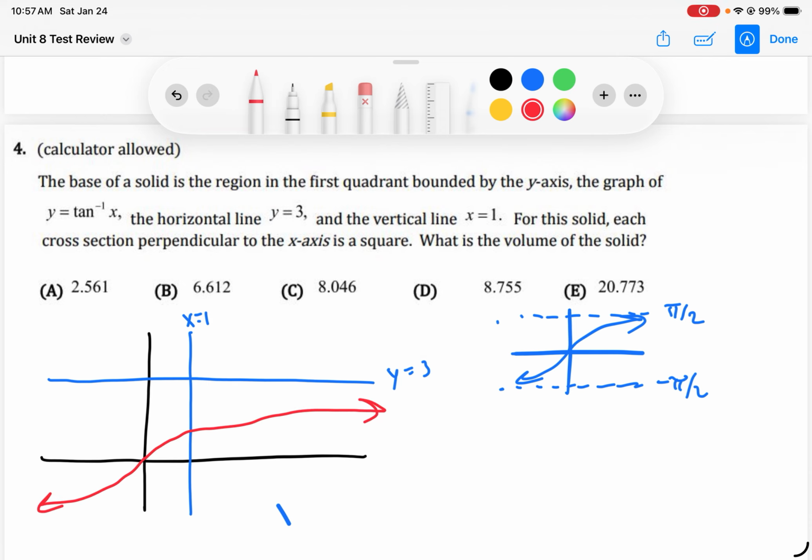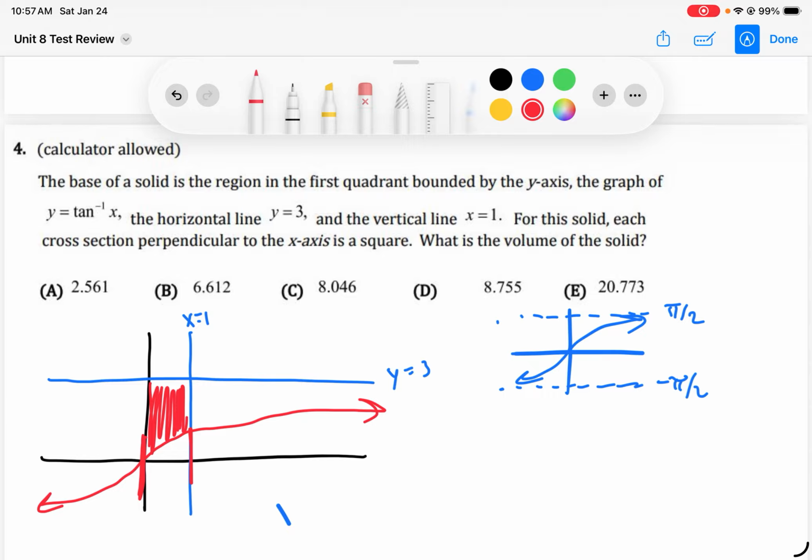All right, the region bounded by all those lines. Horizontal line y equals 3. Uh-oh, I didn't even think about this. What is that even about? The base of the solid in the first quadrant bounded by the y-axis. All right, there's the y-axis. The vertical line x equals 1. Each cross-section... Oh, so is it this shape up here? Is that the shape? Wow, I might have done this wrong in my notes.